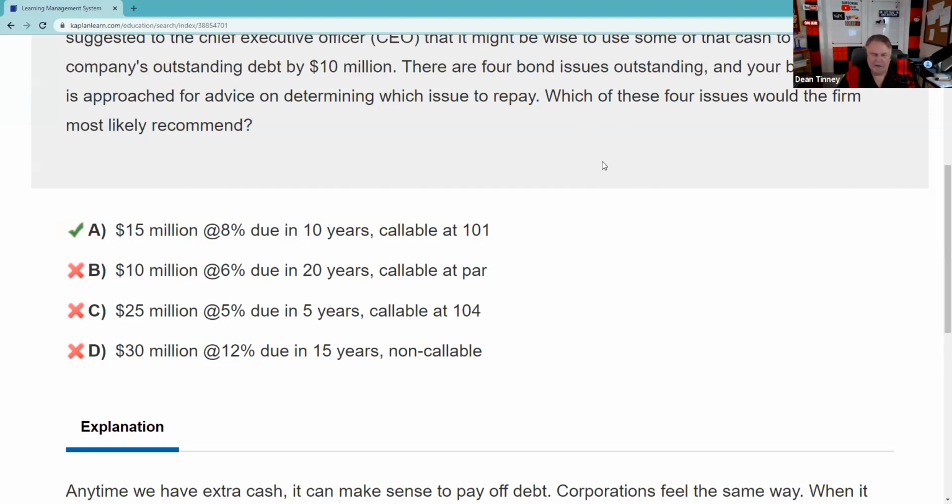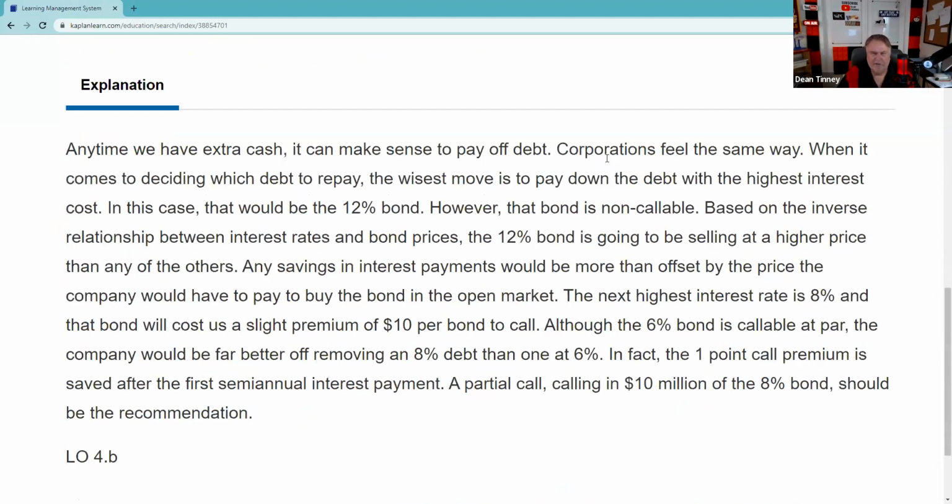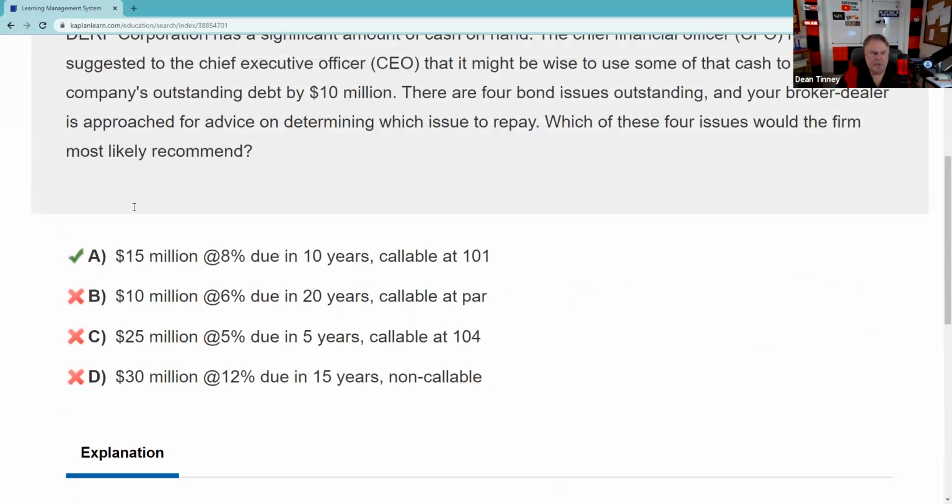All right, let's see what the rationale is. I got it blown up so it looks bigger than it is. It sounds like it's pretty much what we said here. Partial call would be the recommendation. They're asking you to play investment banker. Any other ones before I kill the QBank?